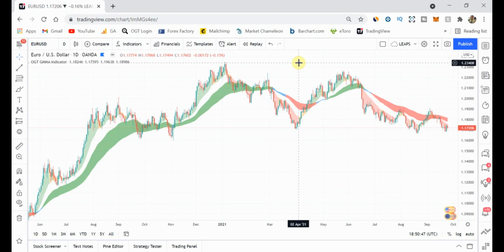Guppy, one of the gurus in terms of trading forex and commodities and technical analysis, came up with this concept which utilizes a group of moving averages to distinguish short-term traders and long-term traders.